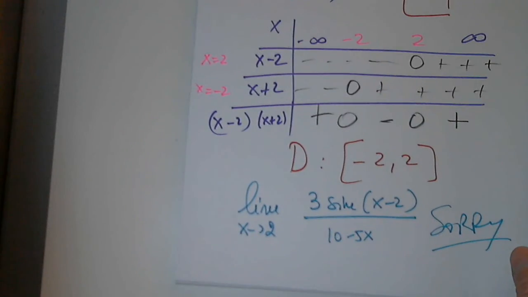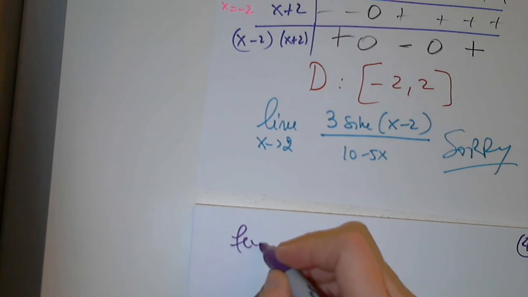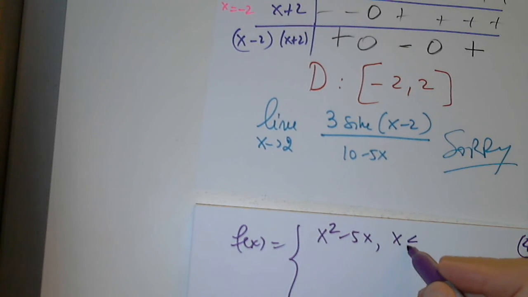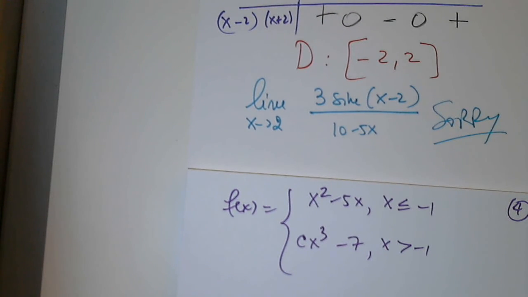Perfect. In number 3, we are given a piecewise defined function, and that is f of x equals x squared minus 5x for x less than or equal to -1, and cx cubed minus 7 for x greater than -1. The problem is asking us to determine c, the parameter, such that this function is continuous everywhere. What is the starting point? What do we need to do here?